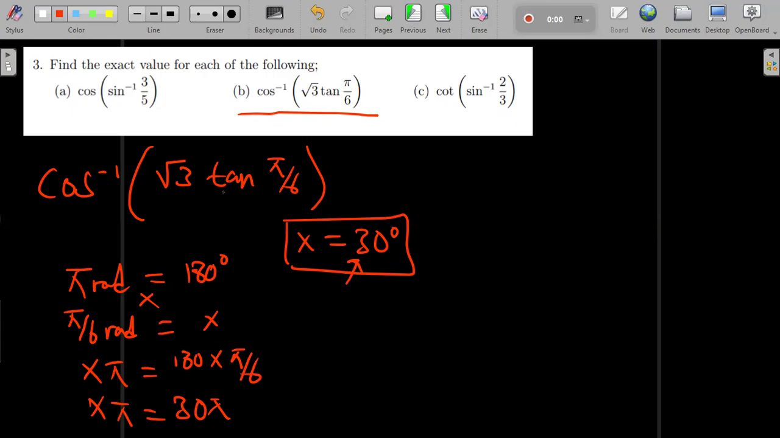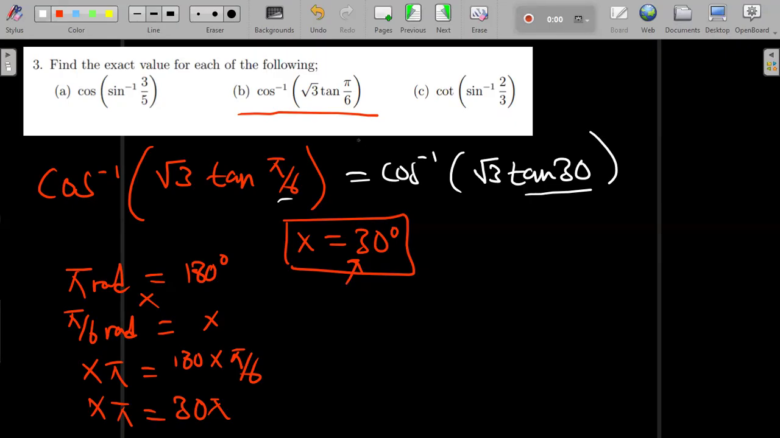So in the brackets now we have cos inverse of root of 3 and then tan. We can even replace this with 30 degrees just for simplicity. So what is tan 30? That's the importance of knowing the special angles. Tan 30 is equal to, I'll write it on top here, 1 over the root of 3.